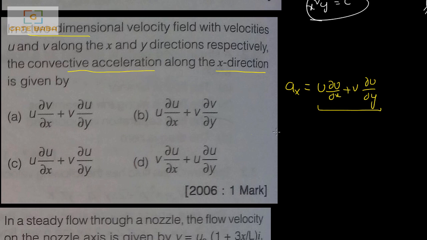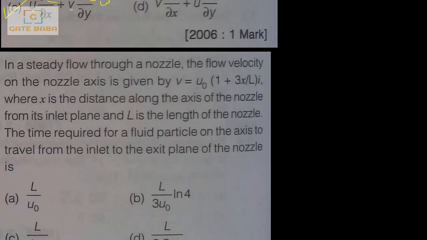Okay, so check the options. u du by dx plus v du by dy. The du has to be there, and u and v have to be there. Du here, u v here. Okay, it is correct. U v w, that is the sequence for remembering the formula. And now come to the next question.